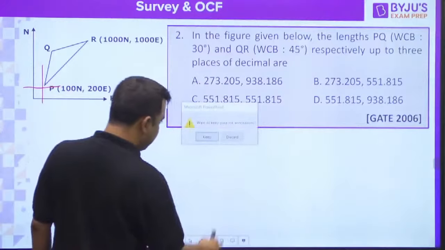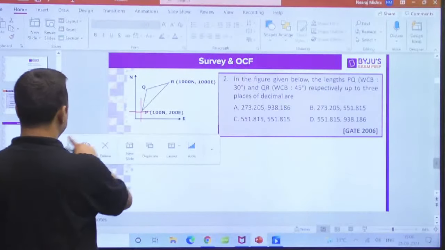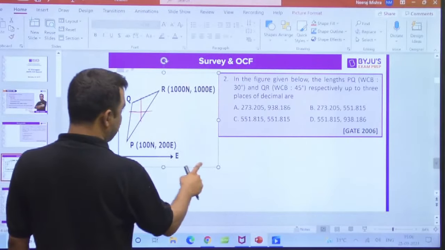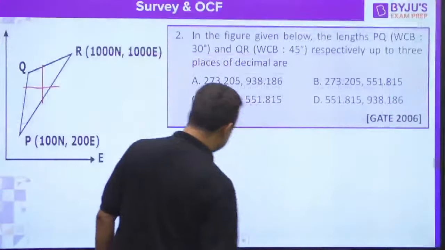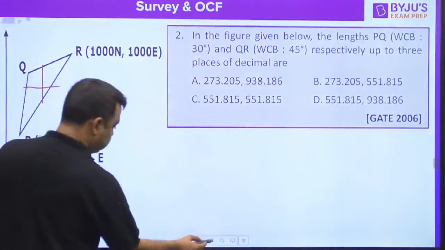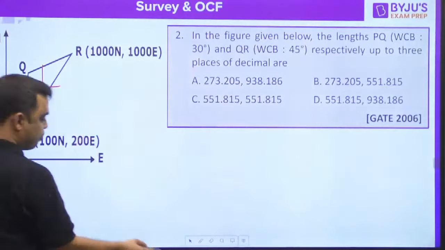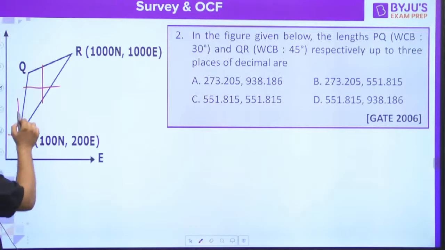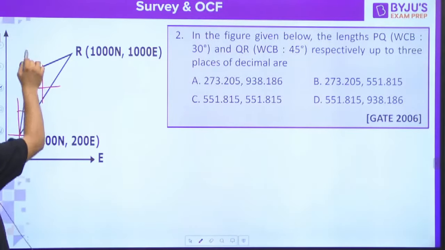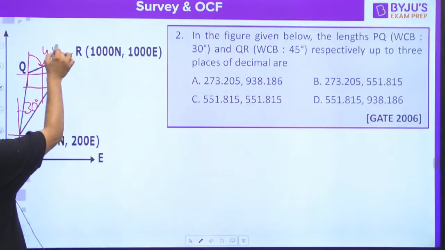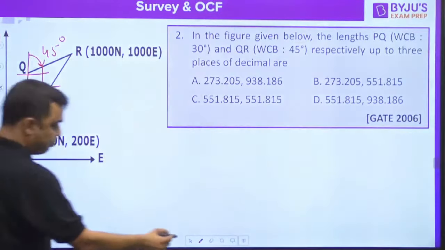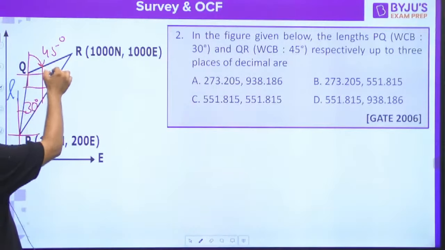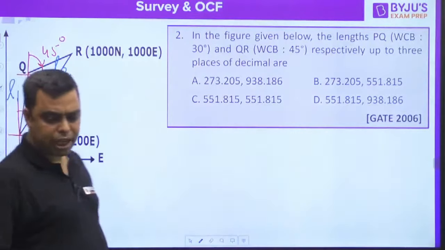Let me enlarge this diagram so that it will be more clear. See, this angle is 30 degree. This angle is 45 degree, right? Now, we can assume the length of PQ as L1 and the length of QR as L2.